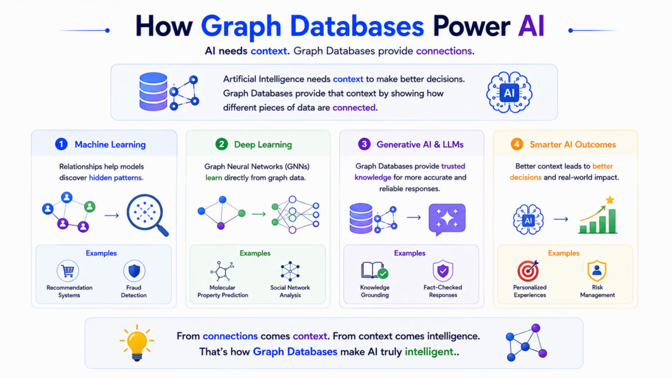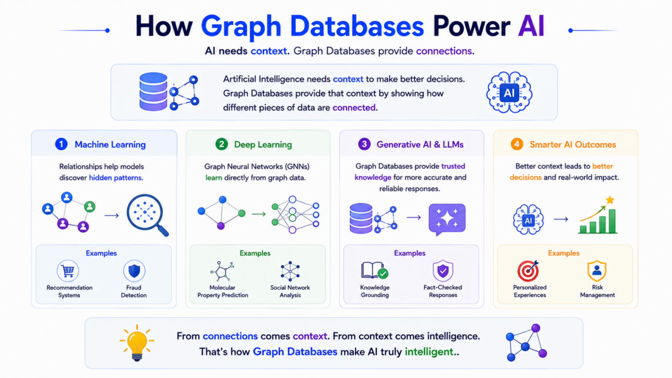Now, let us connect this with AI. Artificial intelligence needs context to make better decisions. Graph databases provide that context by showing how different pieces of data are connected. In machine learning, these relationships help models discover hidden patterns, especially in recommendation systems and fraud detection. In deep learning, specialized models called graph neural networks learn directly from graph data. In generative AI and large language models, graph databases provide trusted knowledge that helps generate more accurate and reliable responses.